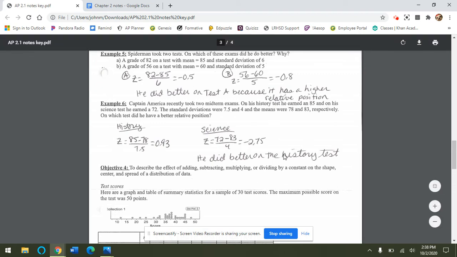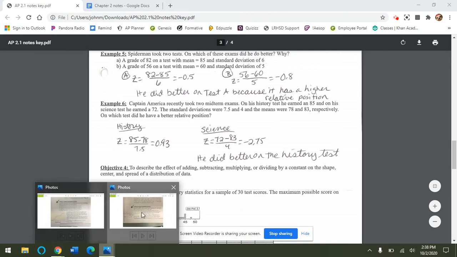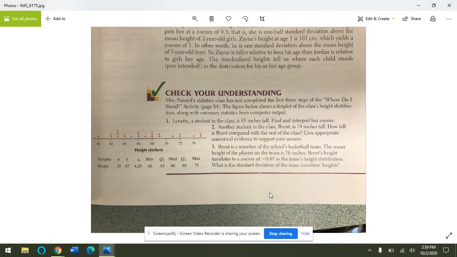All right, so then what I want you guys to look at are these problems. Okay, so number 1, Lynette, a student in the class, is 65 inches tall. We want to find and interpret her z-score. All right, and another student in the class, Brent, is 74 inches tall. How tall is Brent compared with the rest of the class? All right, so is he really tall? Is he short? Is he the top, right? And we would look at that.